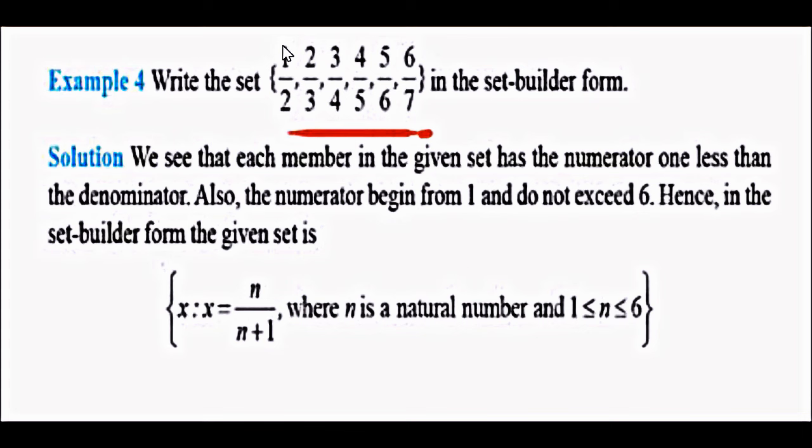So we need to write this particular set in the set builder form. As you can see, we are moving from 1 to 6, and these numbers, which are the denominators, are one more than the numerator. So if this is n, this obviously is going to be n plus 1. So we can write this in the set builder form: x is such that x is equal to n by n plus 1, and we need to restrict this n from 1 to 6, where 1 and 6 are inclusive. So n is a natural number between 1 and 6. This is how we are going to answer this.